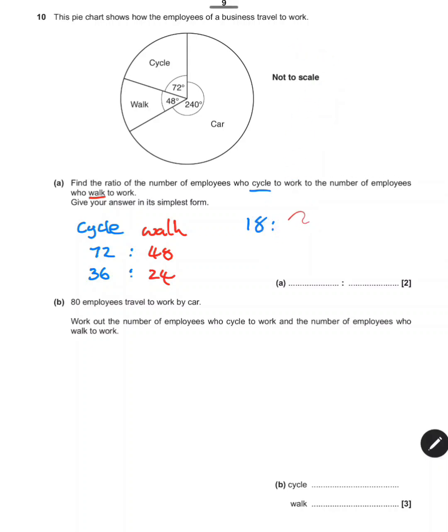And half of 24 is 12. And we can keep going, keep halving. Half of 18 is 9. Half of 12 is 6. And then finally, we can divide both of these by 3. So 9 divided by 3 is 3, and 6 divided by 3 is 2.